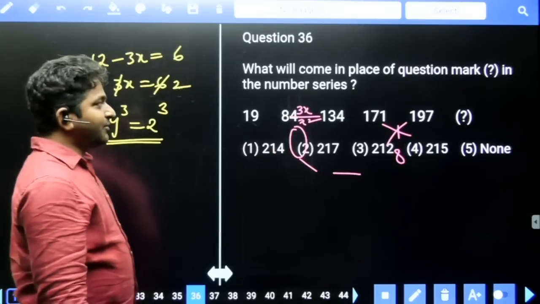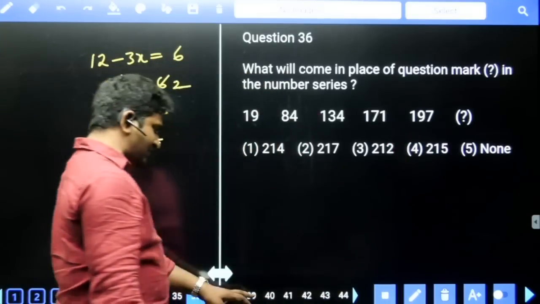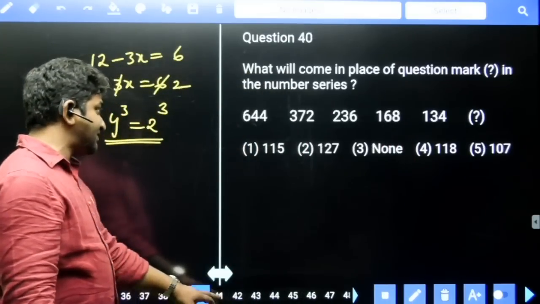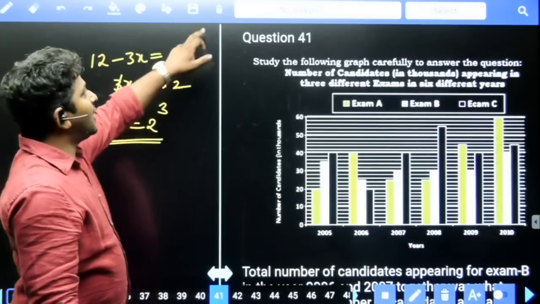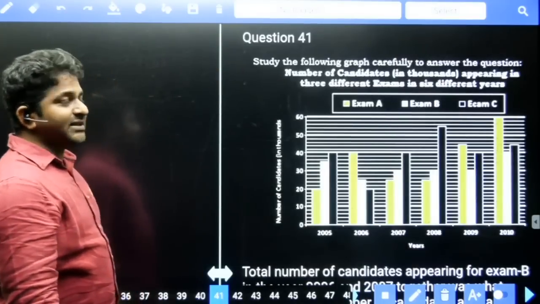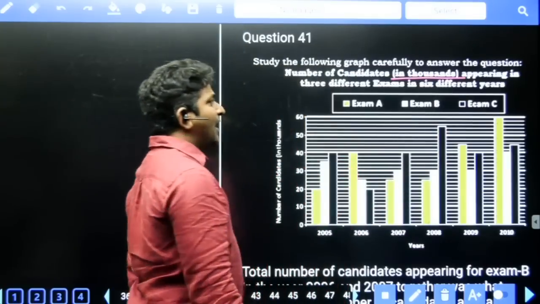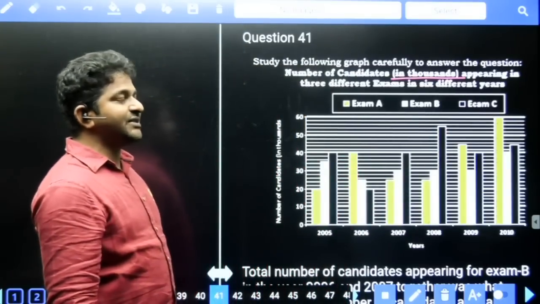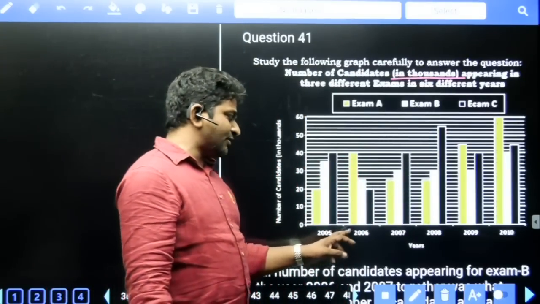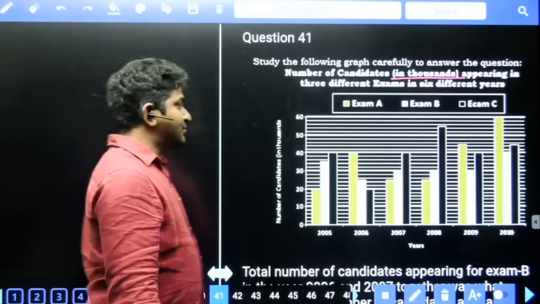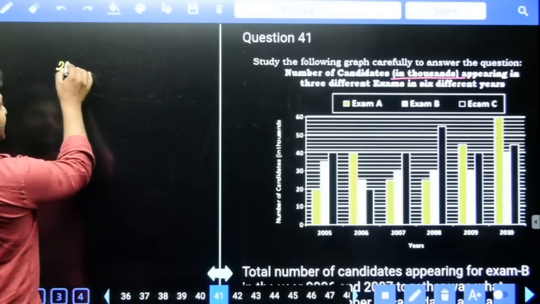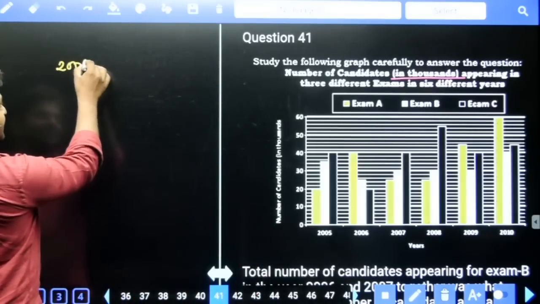Next, from 36 onwards we have number series questions and you should solve number series. Now observe this. Number of candidates in thousands. Candidates are in thousands, appearing in 3 different exams in 6 different years. 6 years are 2005, 6, 7, 8, 9, 10. So you need to form the table first to answer all these questions.